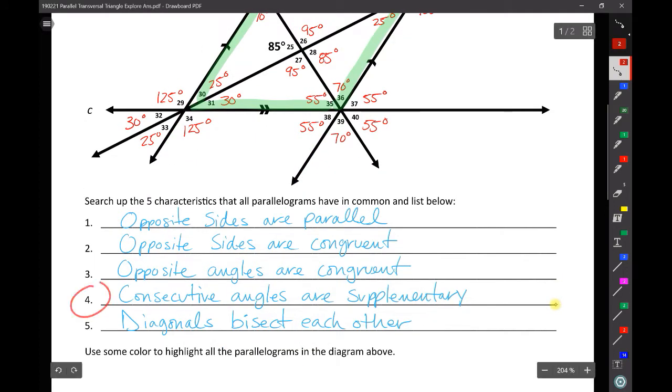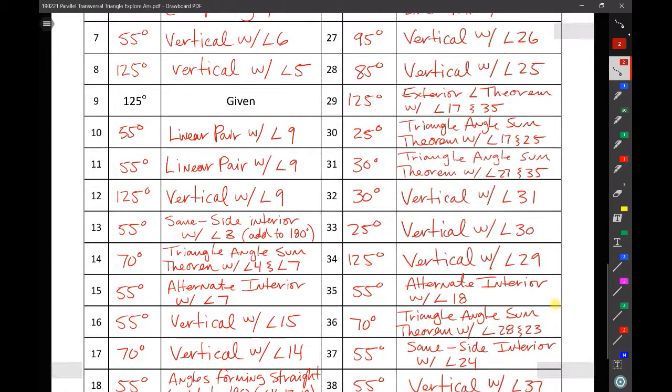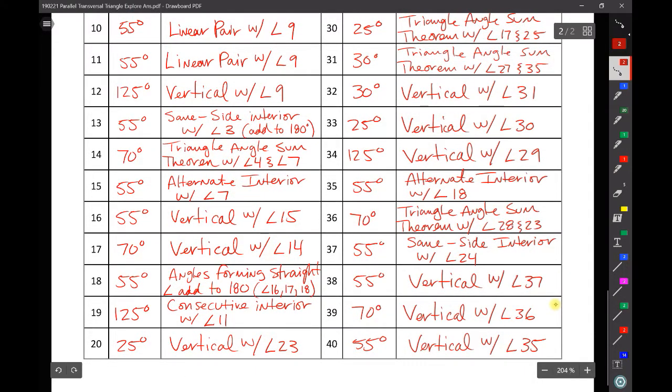All right, let's talk about this number 4 right here. Consecutive angles are supplementary. All right, this one's kind of interesting. Sometimes we get stuck on the consecutive language, but let me remind you of something that, when we were looking at some of these proofs here, we were able to use this language right here. Check this out. Same side interior. And we could match that with consecutive interior. You remember that language worked the same way? We could call same side interior angles consecutive interior angles.